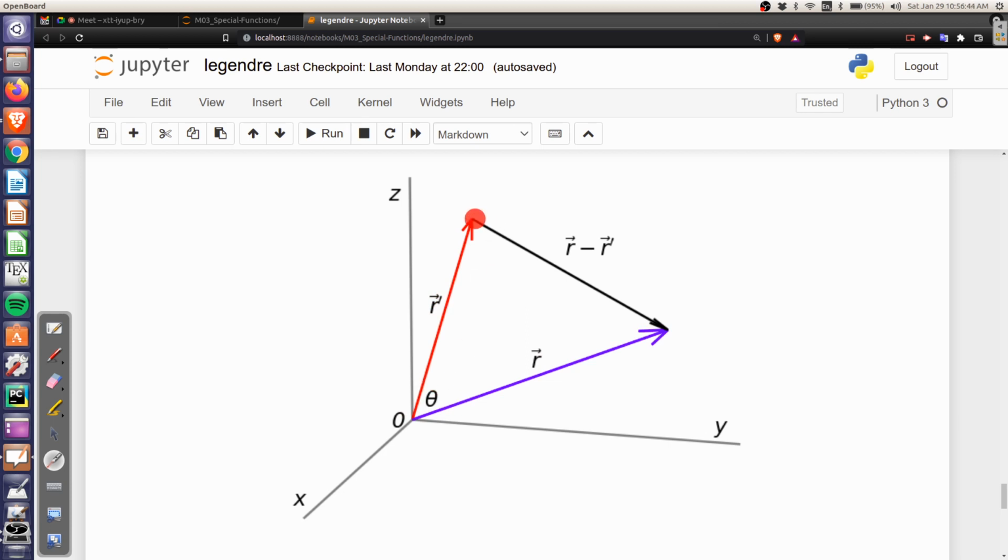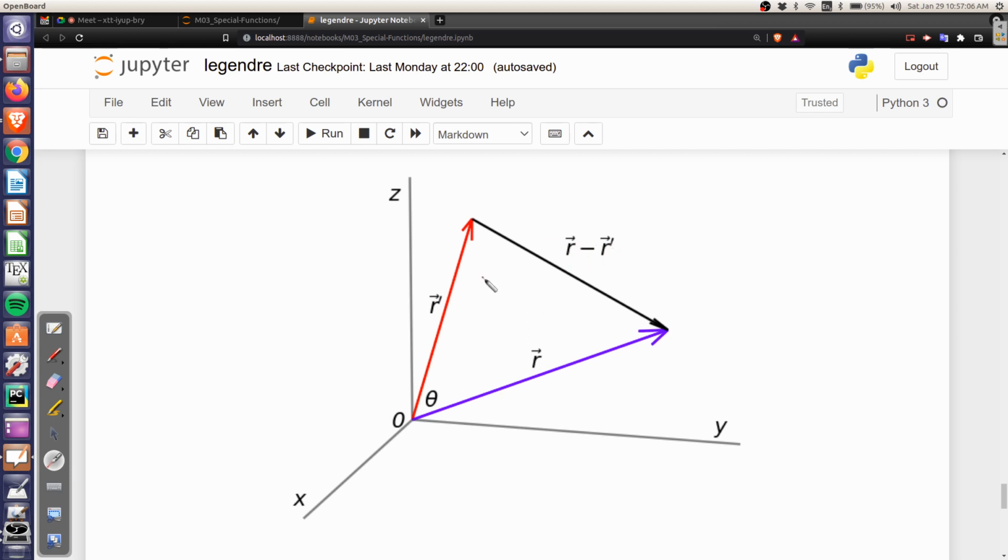So this is the separation between the two. We have one point here, another point here, and the separation between these two points is r minus r prime. Do you agree? This is from your basic class 11 vectors. If this is one vector r prime, and this is another vector r, then this vector, which is the separation vector, is r minus r prime. Do you agree, everyone?